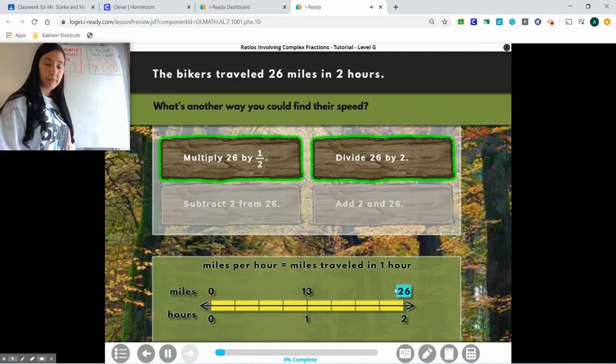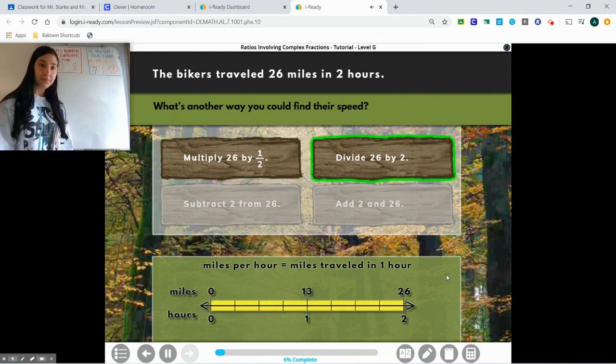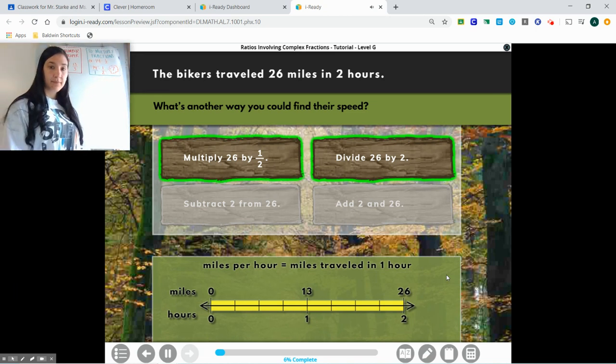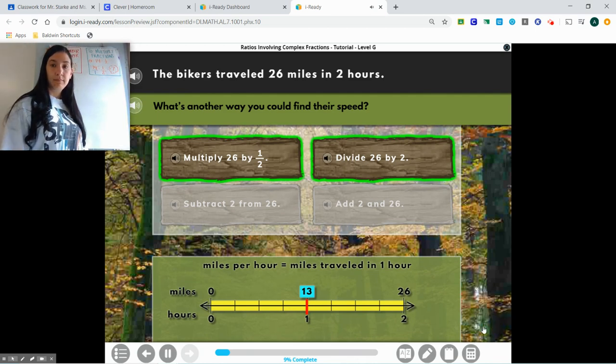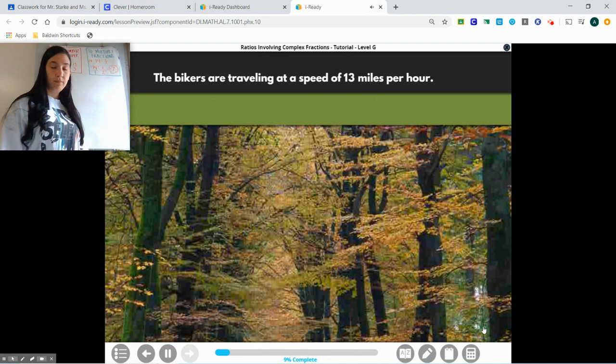If they can travel 26 miles in 2 hours, then we could divide 26 by 2 to see how far they would get in 1 hour. Or you could think of it another way. They have half as much time, so they can travel half as far. Dividing by 2 is the same as multiplying by 1/2. Looks like they could travel 13 miles in 1 hour. So the bikers are traveling at a rate or a speed of 13 miles per hour.